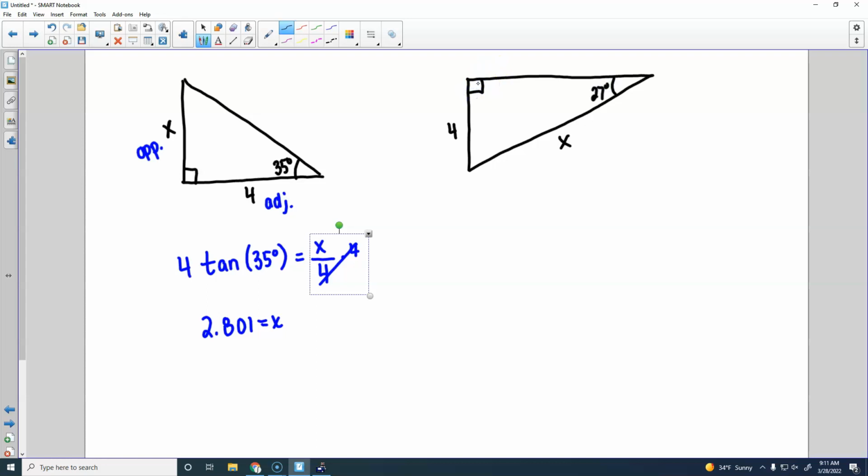Alright, so if we had a triangle like this one, let's see, we know this angle right here is 27. Grace, 4, is that going to be opposite, adjacent, or hypotenuse? Opposite. And what about our x right here? Hypotenuse. So for opposite and hypotenuse, which one should we use?